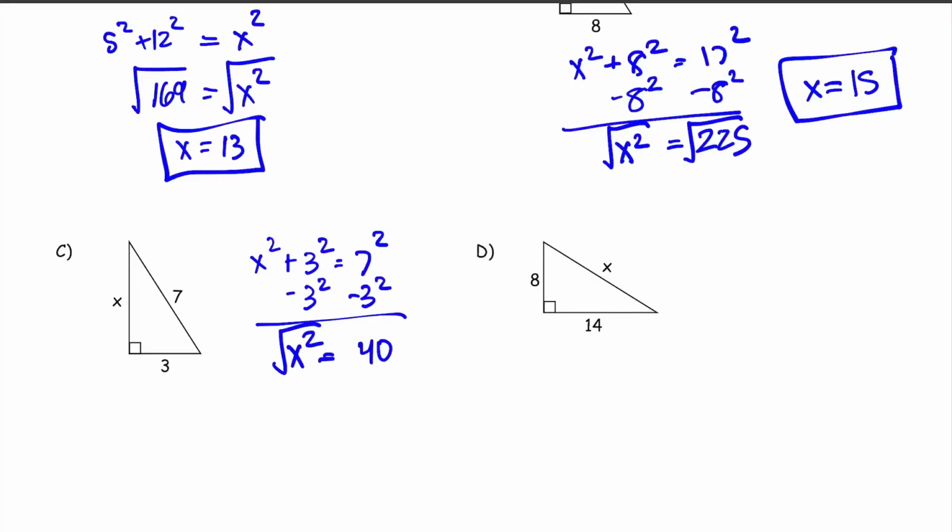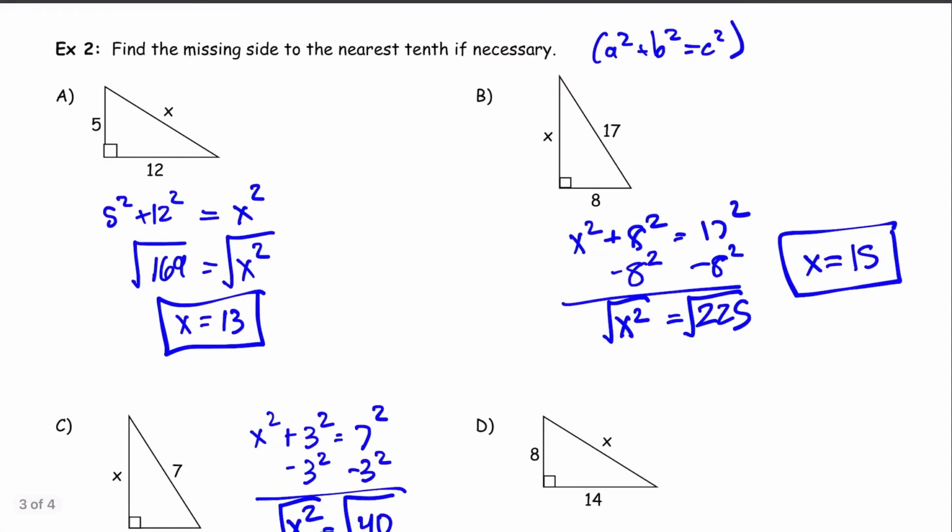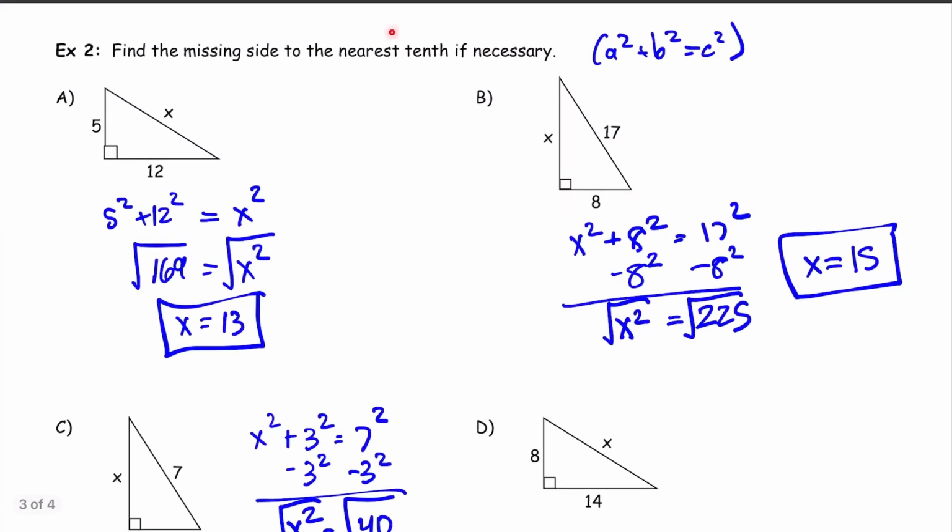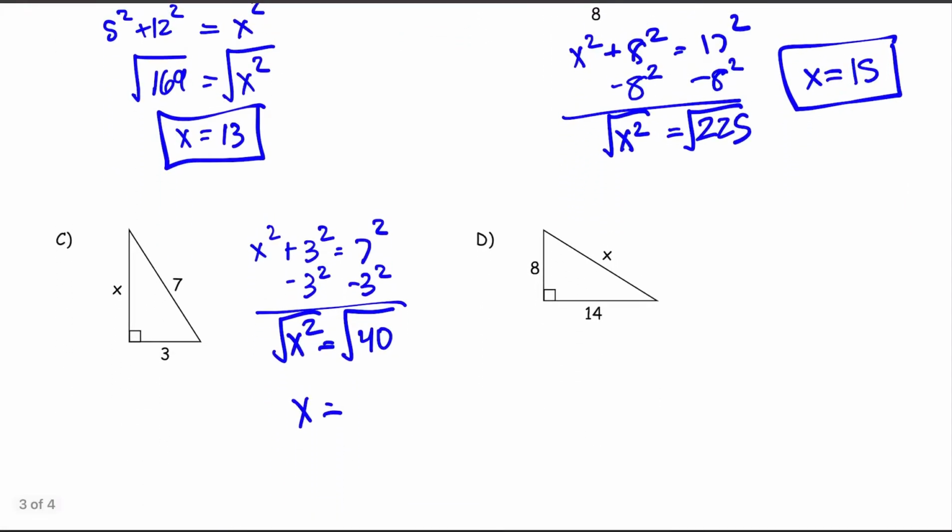Now you take the square root. Notice you're going to get a decimal. So when you're doing these, they're not all going to be integer answers, but if you get a decimal, look at the directions. It says to the nearest tenth if necessary. I didn't need to round that one because it was just 13. That was just 15, but now I need to round to the nearest tenth. Looking at the calculator, to the nearest tenth I end up getting 6.3. Remember, the tenth is one decimal place.